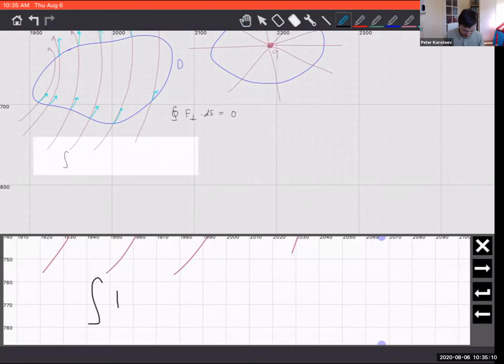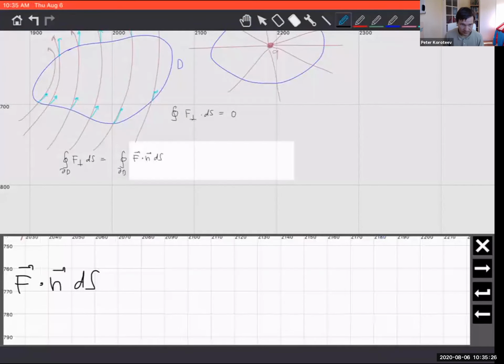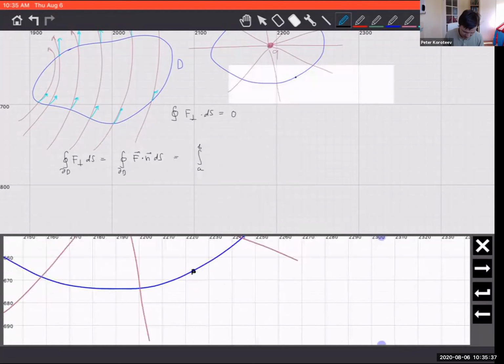Okay, so this integral of f perp ds over this boundary, we can write as a dot product of f with the normal vector n ds. Now we can switch to some parameterization. Let's say the boundary is parameterized by some curve. The boundary itself is a smooth curve, which maps from [a, b] to R2.